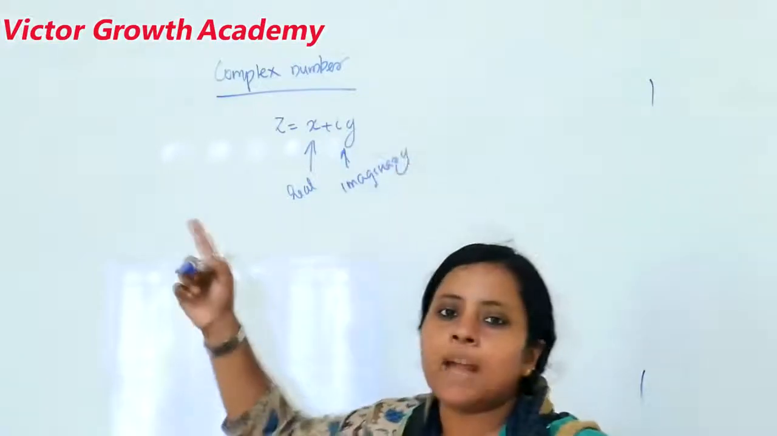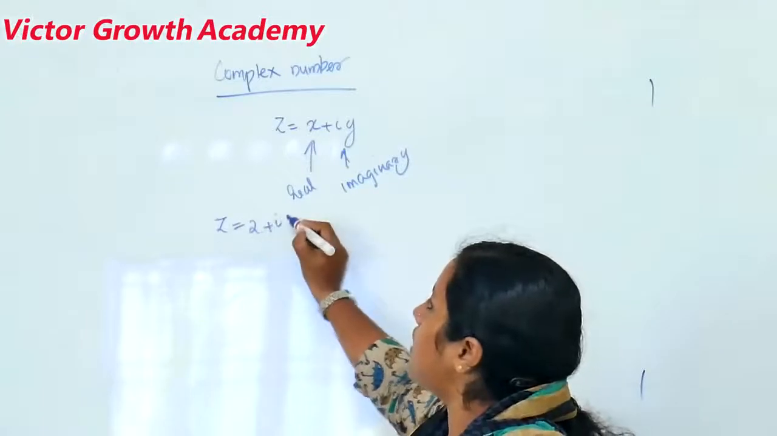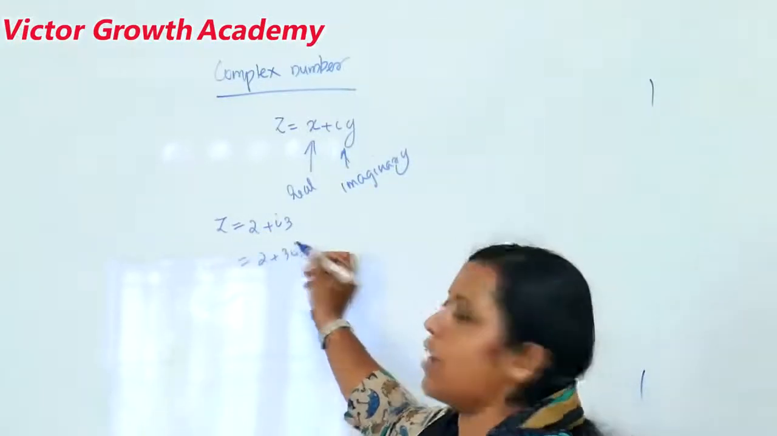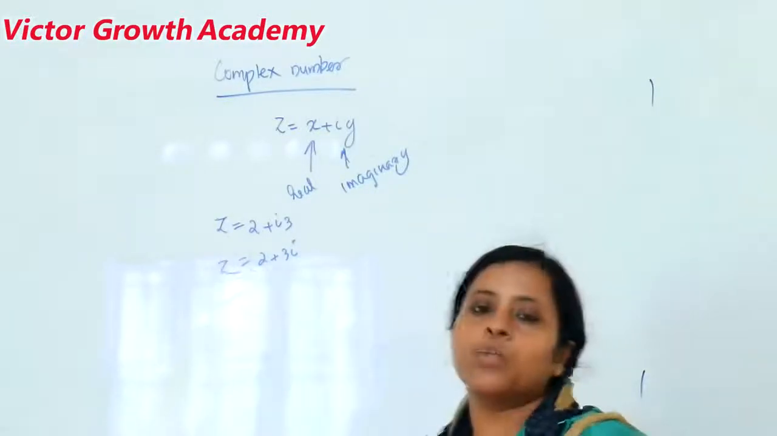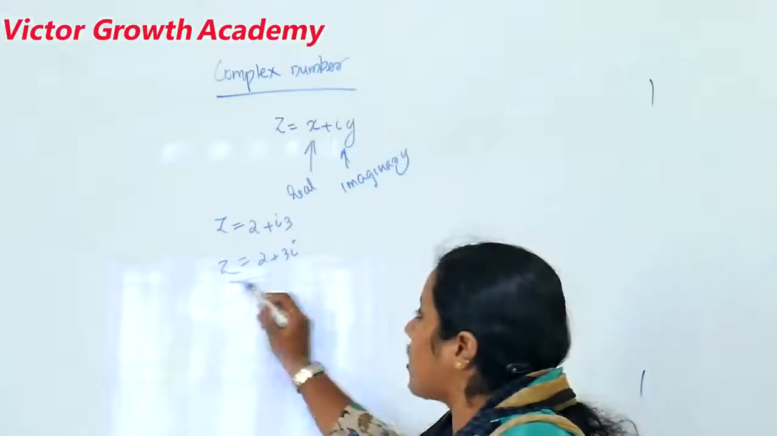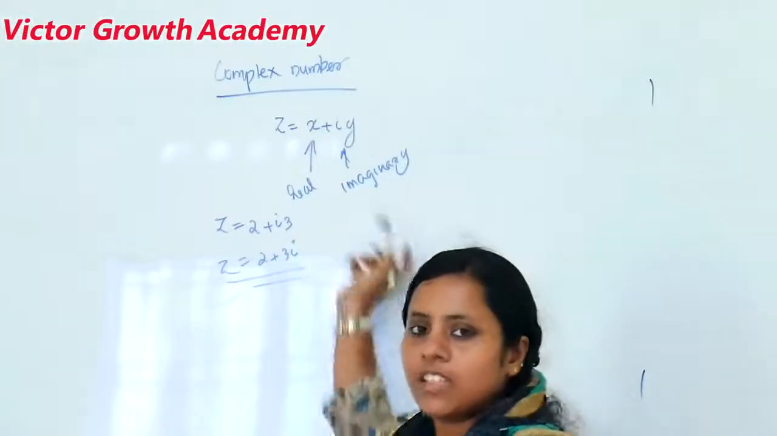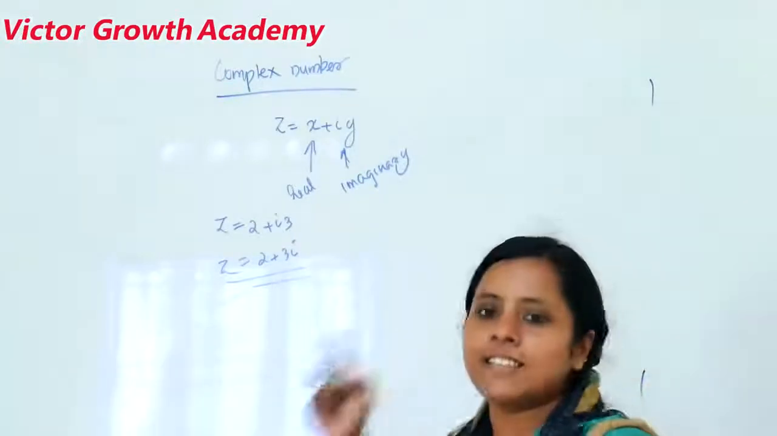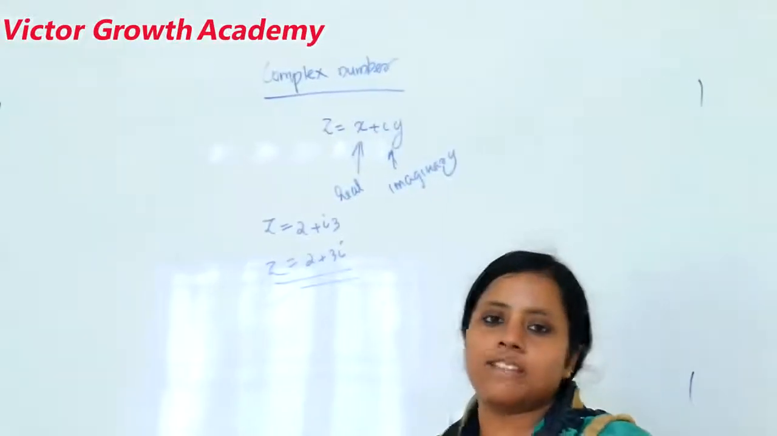So I'll show an example of a complex number. z = 2 + i3 or 2 + 3i. Both are the same, we can write it either way. Generally we will write z = 2 + 3i. This is a complex number where the real part is 2 and the imaginary part is 3. You might have studied all these things in 11th standard, but I am just revising them for doing the problems. So 2 + 3i is a complex number.